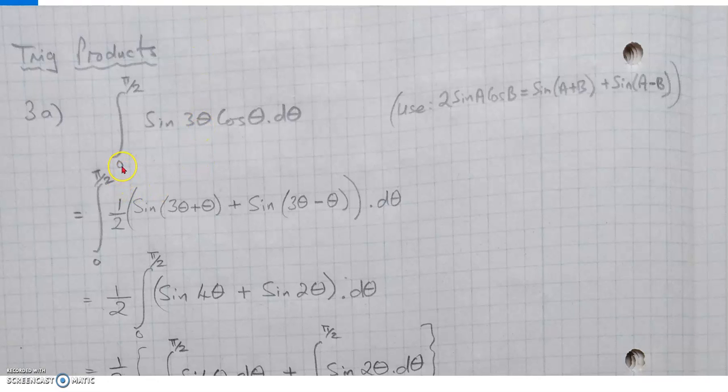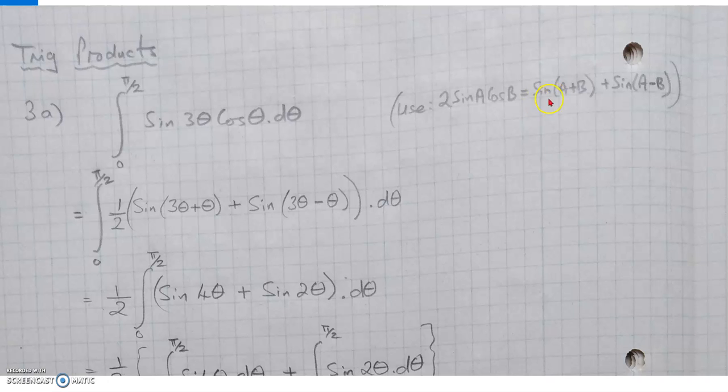Well, we're being asked to integrate between 0 and pi over 2 this product here: sine 3 theta multiplying cos theta, d theta. Well, you can't integrate a thing like that unless you break it up. And you break it up using this trigonometric identity here. When you're multiplying sine with cosine, then you can write it like that.